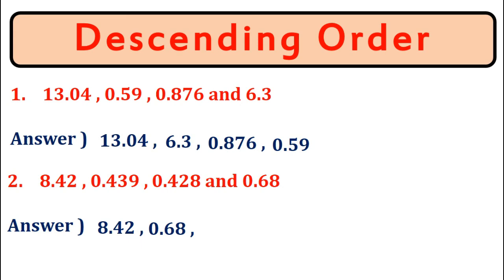Now, in case of 0.439, 3 is in the hundredths place, and in case of 0.428, 2 is in the hundredths place. Now, out of 3 and 2, since 3 is the greatest, we write the next greatest number as 0.439, and lastly, the smallest out of all the four numbers is 0.428. So the descending order of the second example is 8.42, 0.68, 0.439 and 0.428.